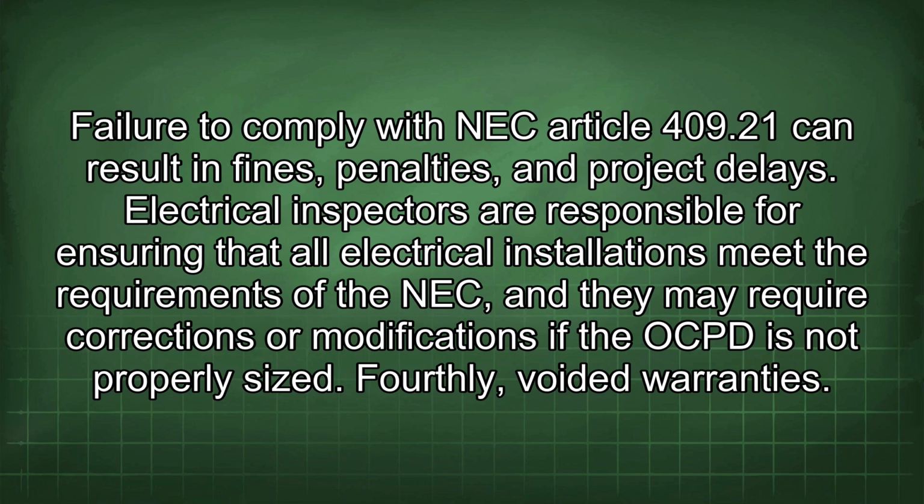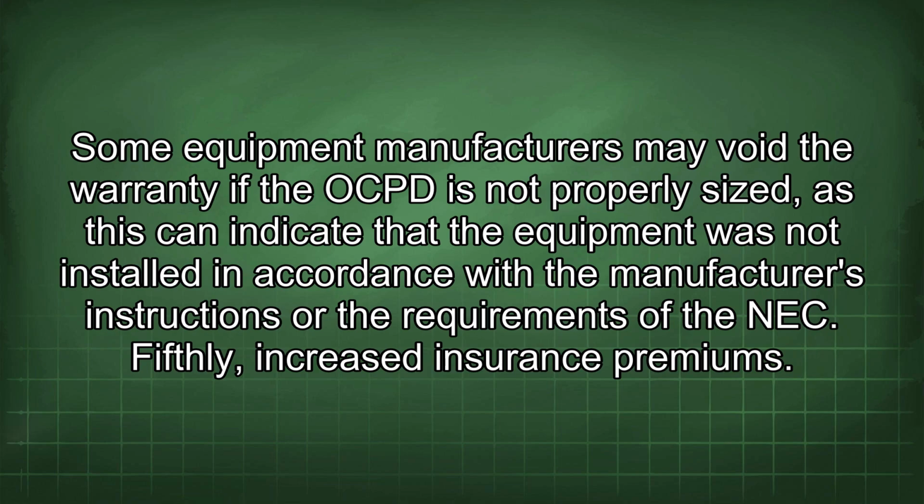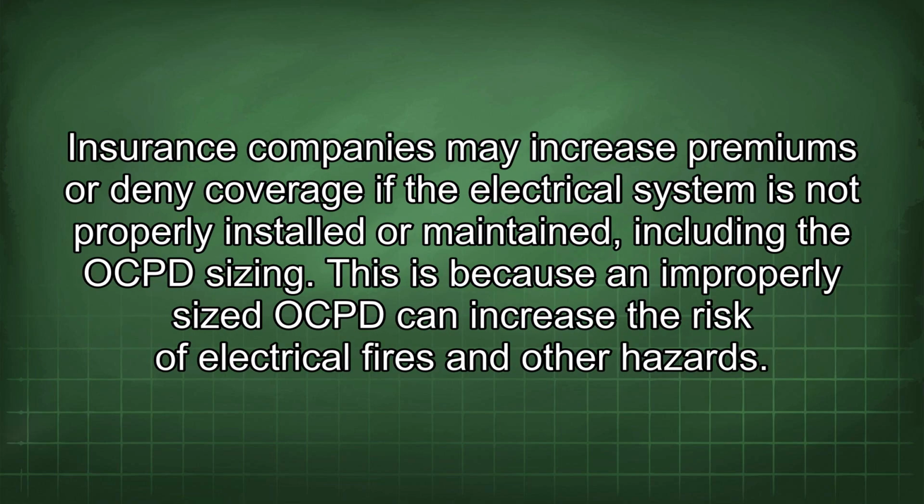Fourthly, voided warranties. Some equipment manufacturers may void the warranty if the OCPD is not properly sized, as this can indicate that the equipment was not installed in accordance with the manufacturer's instructions or the requirements of the NEC. Fifthly, increased insurance premiums. Insurance companies may increase premiums or deny coverage if the electrical system is not properly installed or maintained, including the OCPD sizing. This is because an improperly sized OCPD can increase the risk of electrical fires and other hazards.